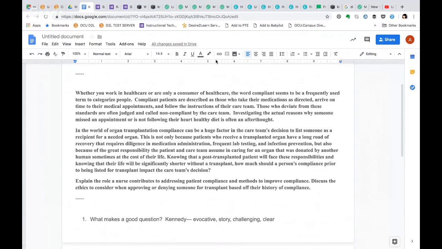Where I think we can improve on this, and where we're going to workshop it, is the question at the very end. So I'm going to highlight that here, and it says, explain the role a nurse contributes to addressing patient compliance and methods to improve compliance. Discuss the ethics to consider when approving or denying someone for a transplant based off their history of compliance. I think this is an outstanding essay question prompt. If this was a Dropbox prompt where the students had to write a short little paper and upload it to the Dropbox, I think it would be perfect.